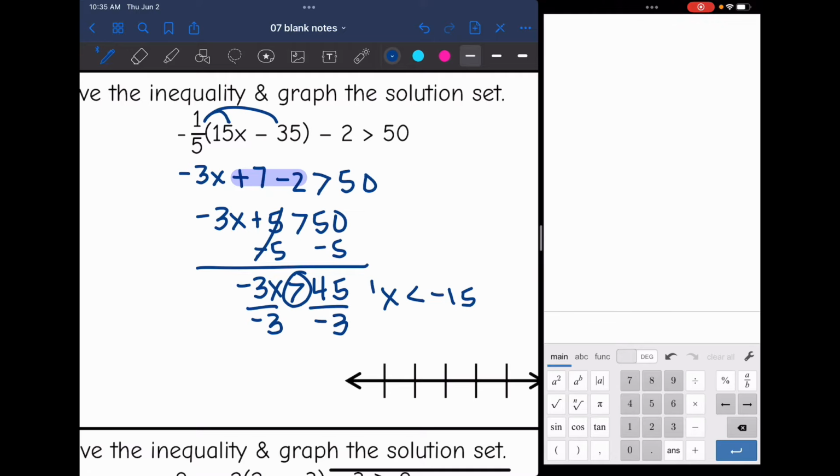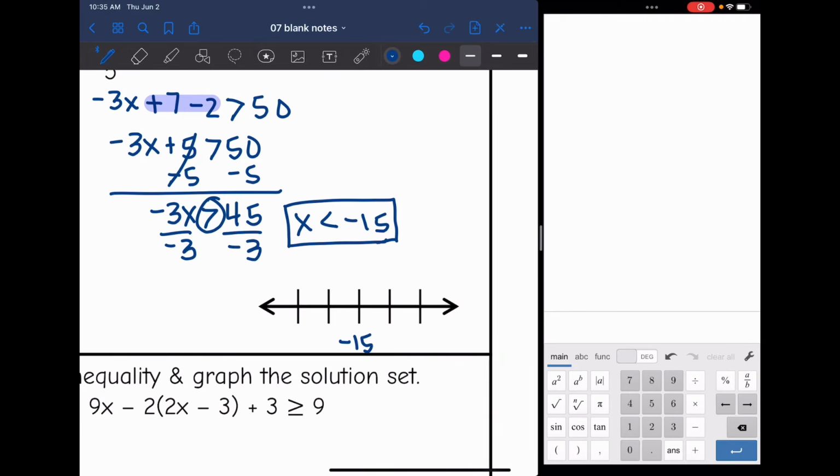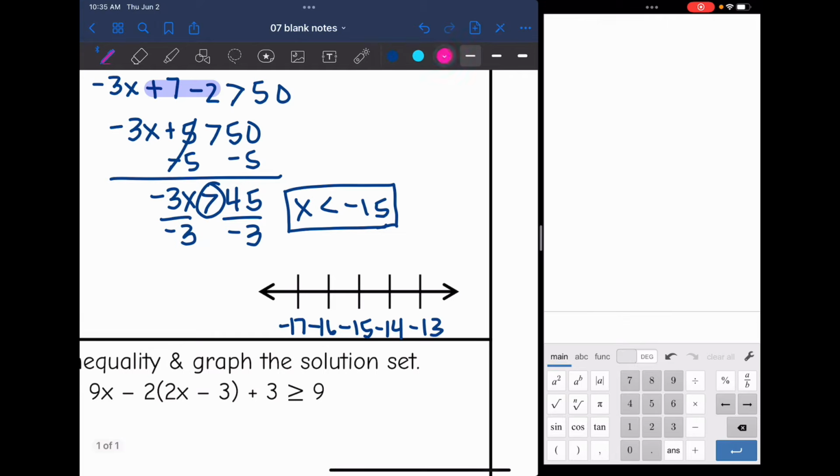And now I'm ready to graph this solution set. I'm going to put negative 15 in the middle, and then negative 16 and negative 17 are right below it, and negative 14 and negative 13 are right above it. I have an open circle on negative 15, since that's not included, and negative 17 and negative 16 are what make this inequality true, since those are less than negative 15, so I'm going to shade towards those.